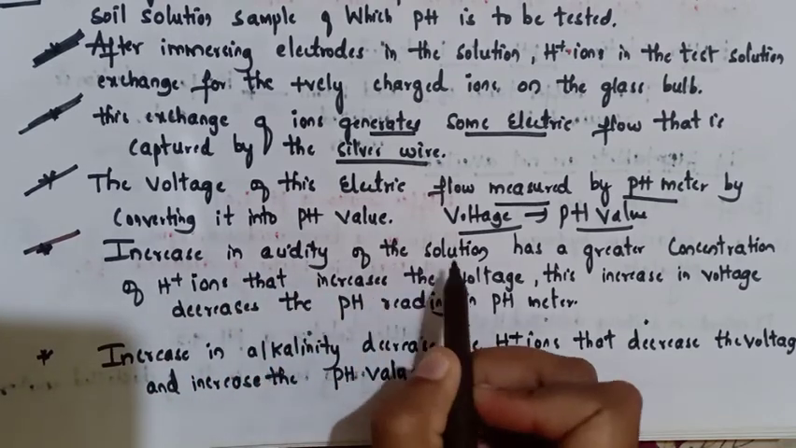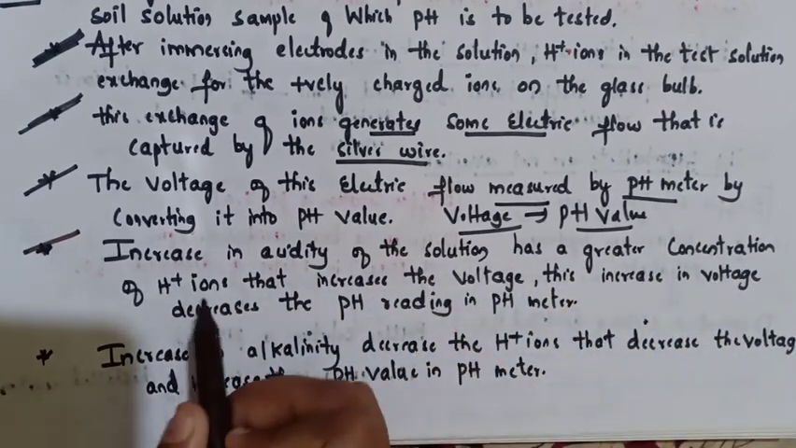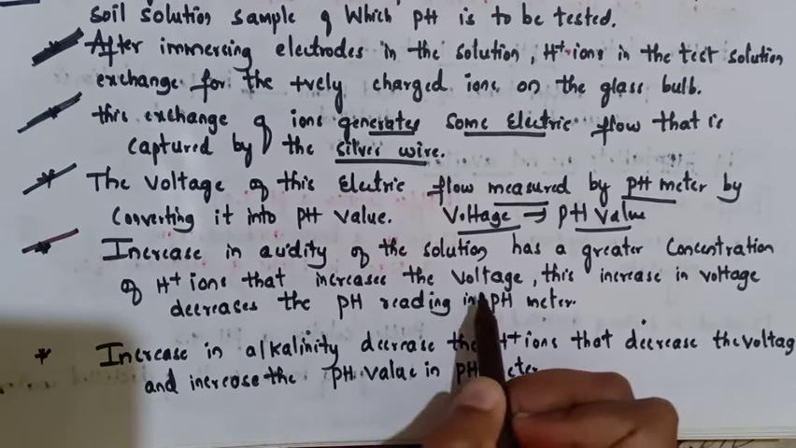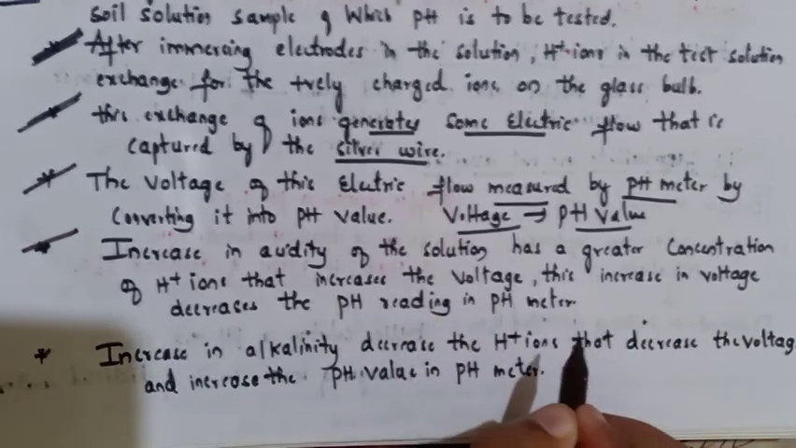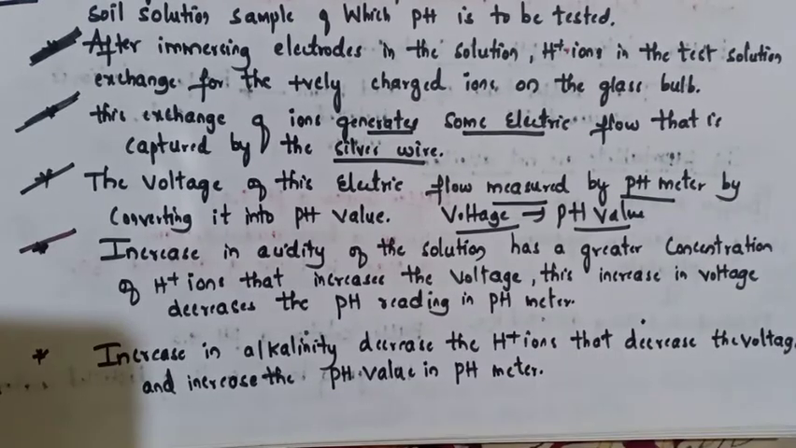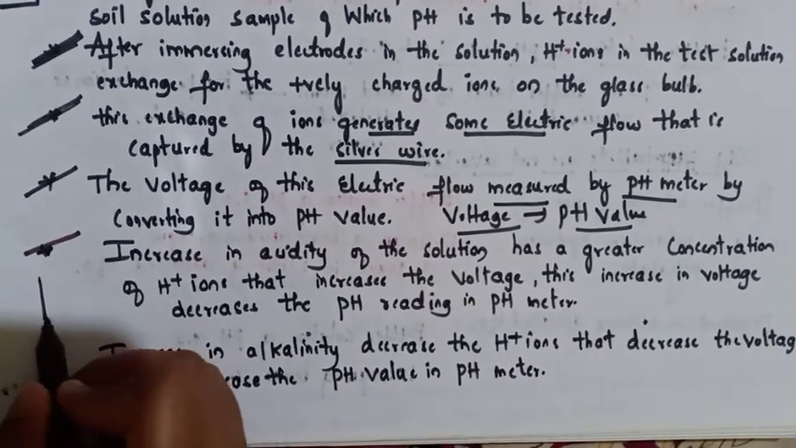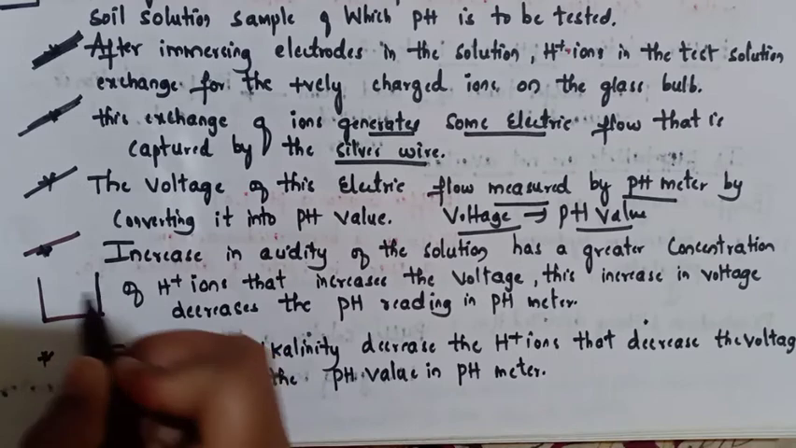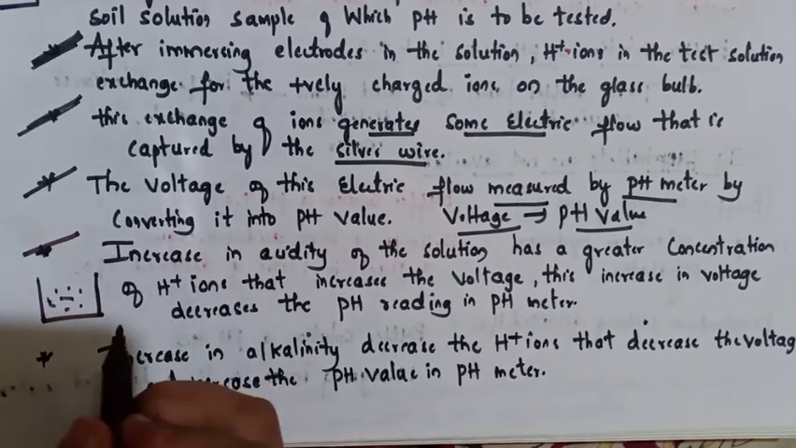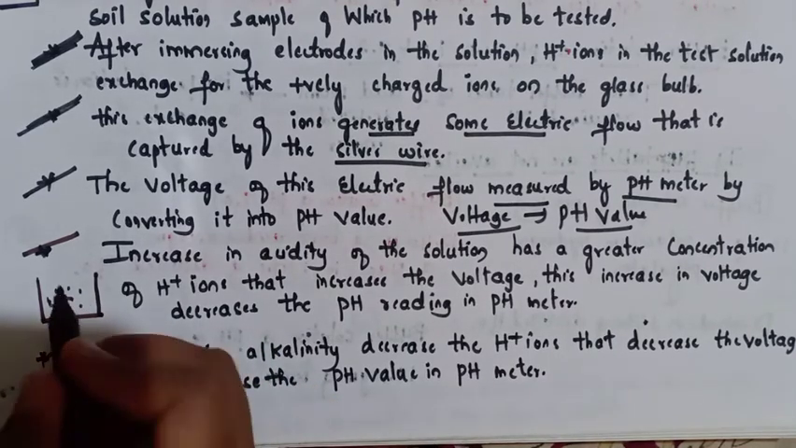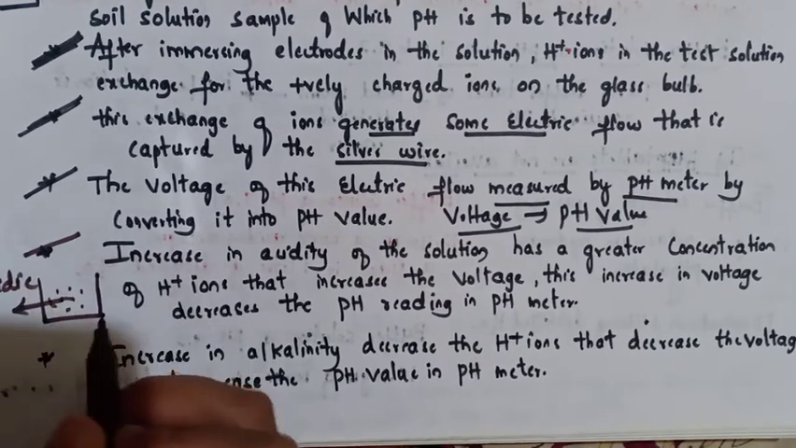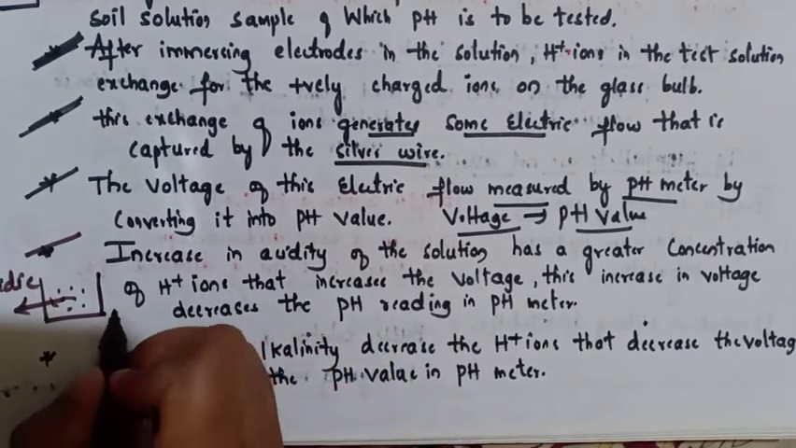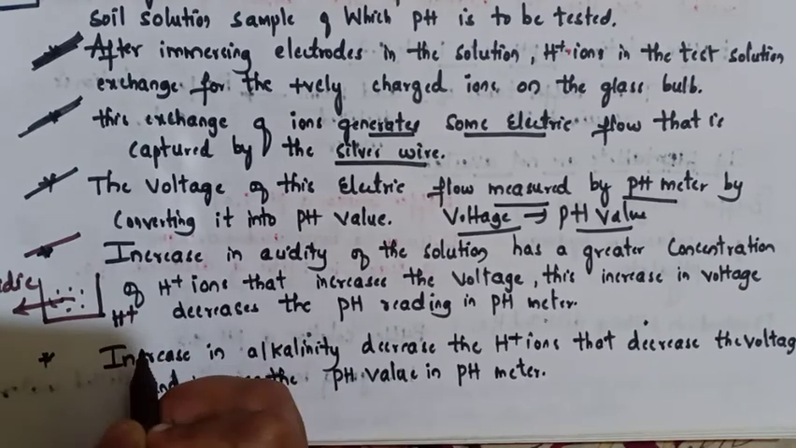An increase in the acidity of a solution means a greater concentration of H+ ions, which increases the voltage. This increase in voltage decreases the pH reading in a pH meter. See here, let's consider the soil sample. If this soil sample is acidic, then automatically it consists of a greater number of H+ ions.